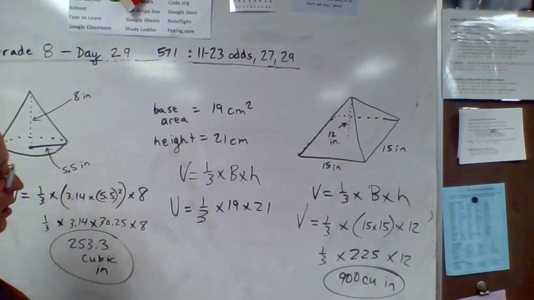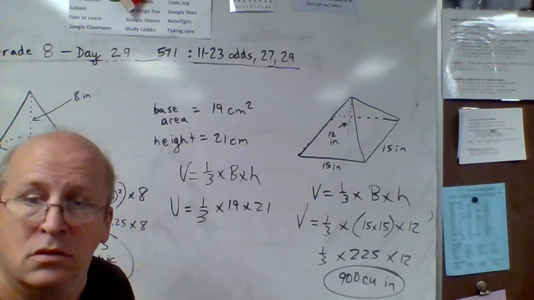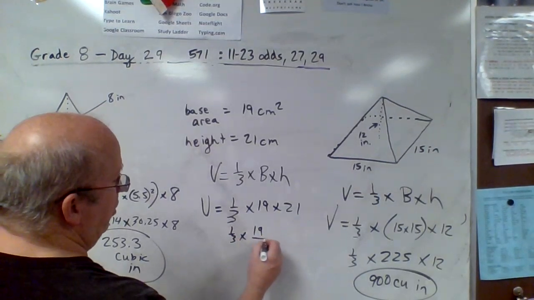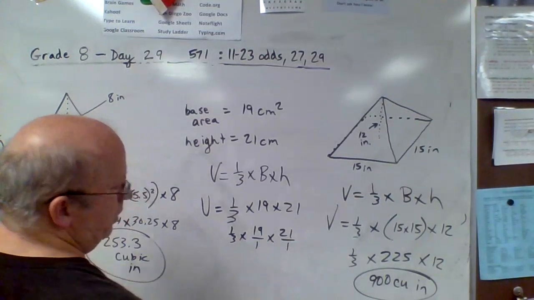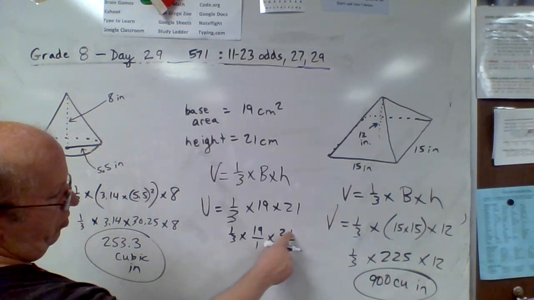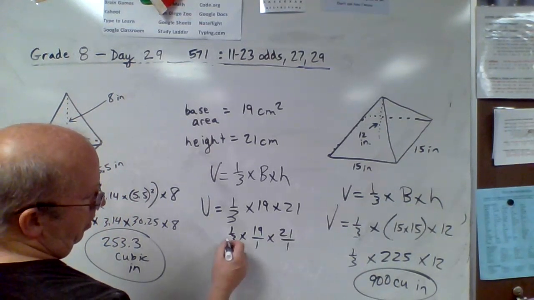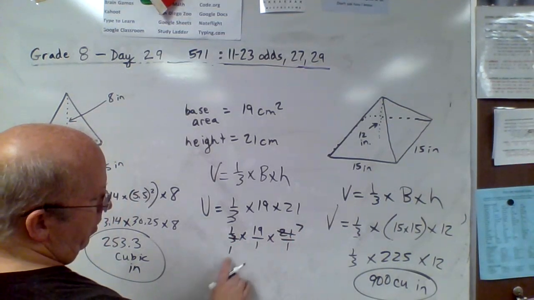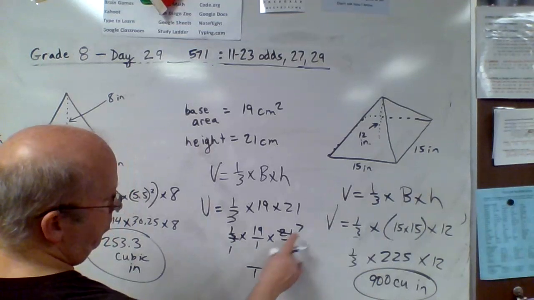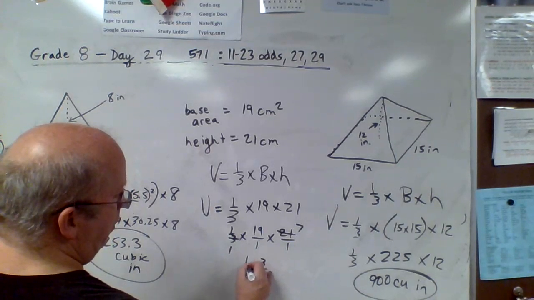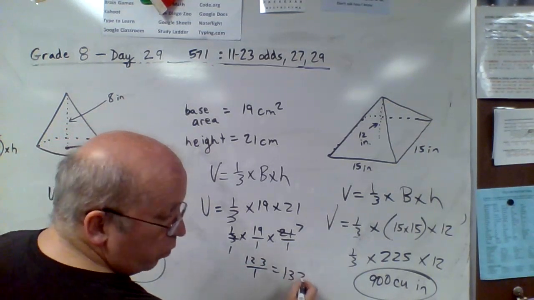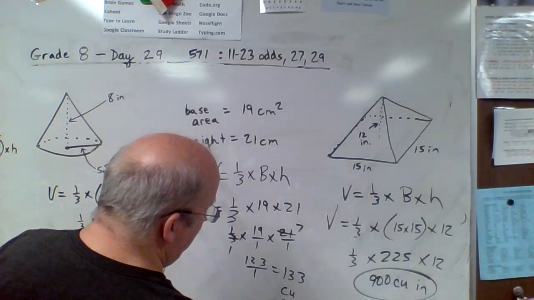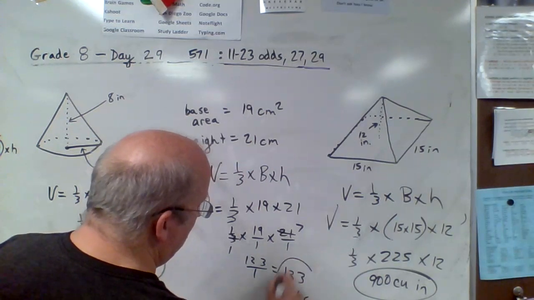Just to mess with your mind a little bit, I'm going to do this as fractions. Yeah, watch this. 1/3 times 19 over 1 times 21 over 1. And I can do some cross simplifying. See that? Cross simplify 3 and 21 because I divided both of these by 3. The bottoms are now 1s. What's the top? 7 times 19 is 133. I get 133, and it's cubic centimeters in this case, isn't it?